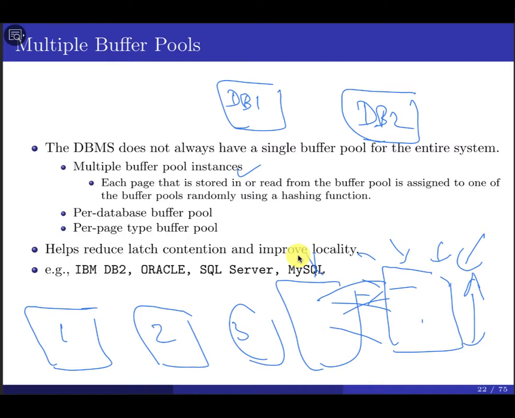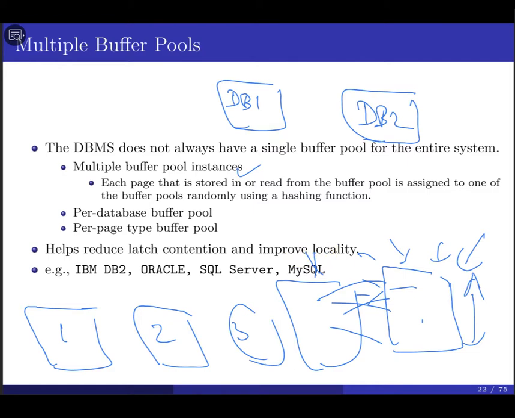The other way to do that is by page type. That means maybe you have indexes in one buffer pool, and log entries in another buffer pool. So you have different scenarios, different ways. Instead of one buffer pool, you're going to have multiple, and the content is going to be different, either based on the database, or based on the data type, the page type, that you're going to store here. Okay?